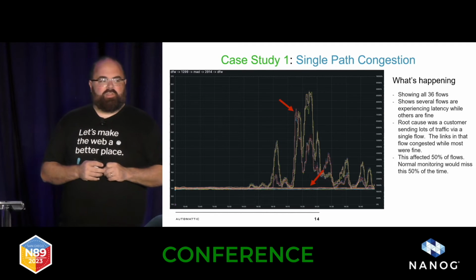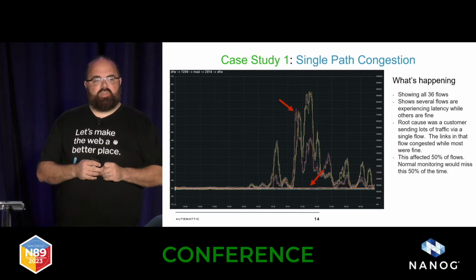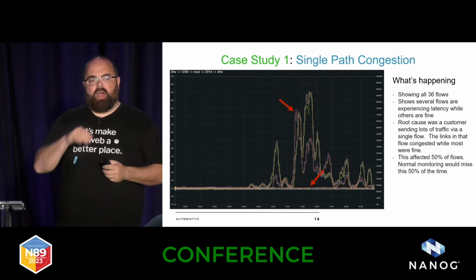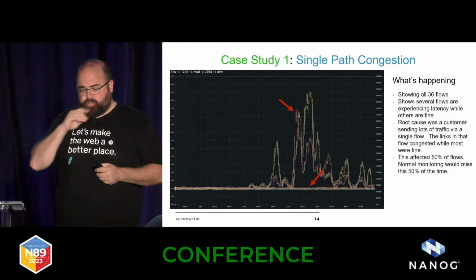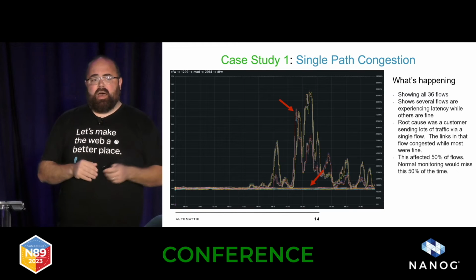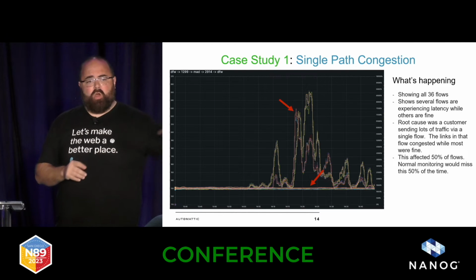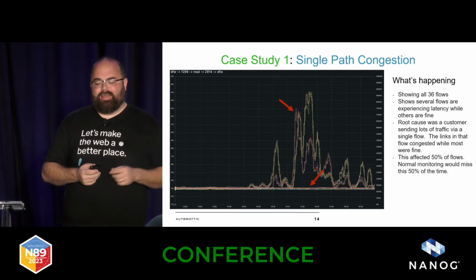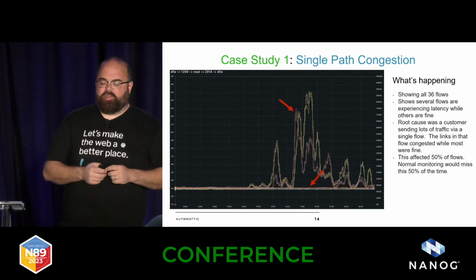Oftentimes, it's the result of just the vagaries of geography. So an ISP router will pick up a link from a customer at one place, but its equal cost pair, sort of laterally with it, won't get that link, so it congests when the other one doesn't.